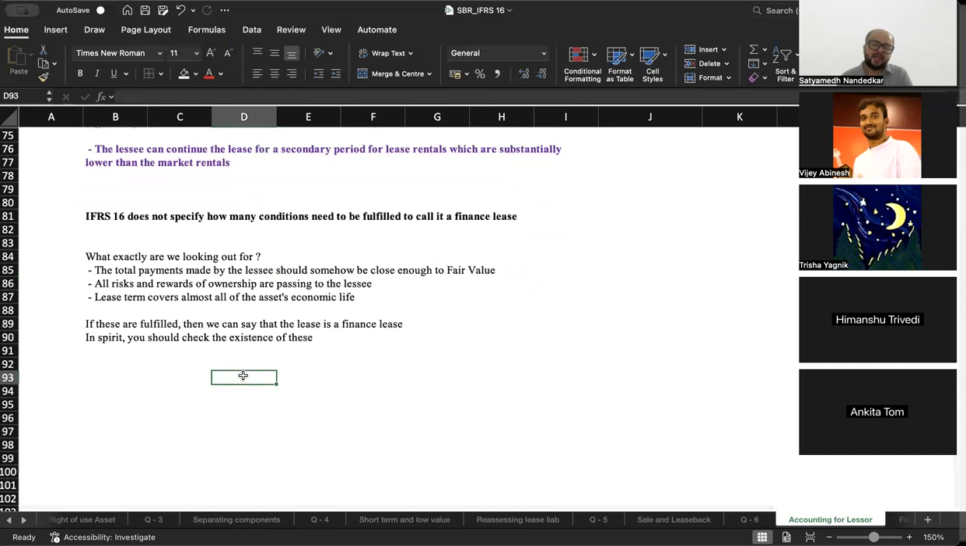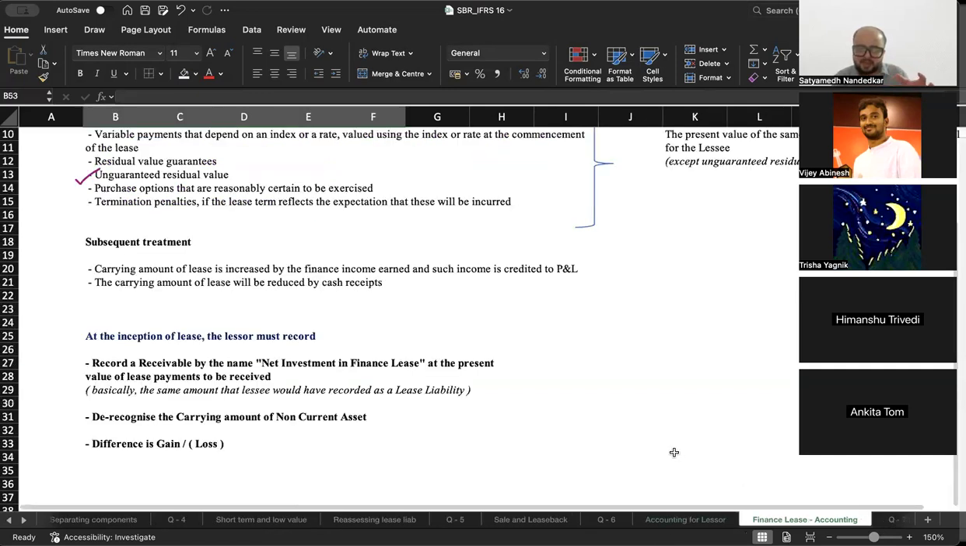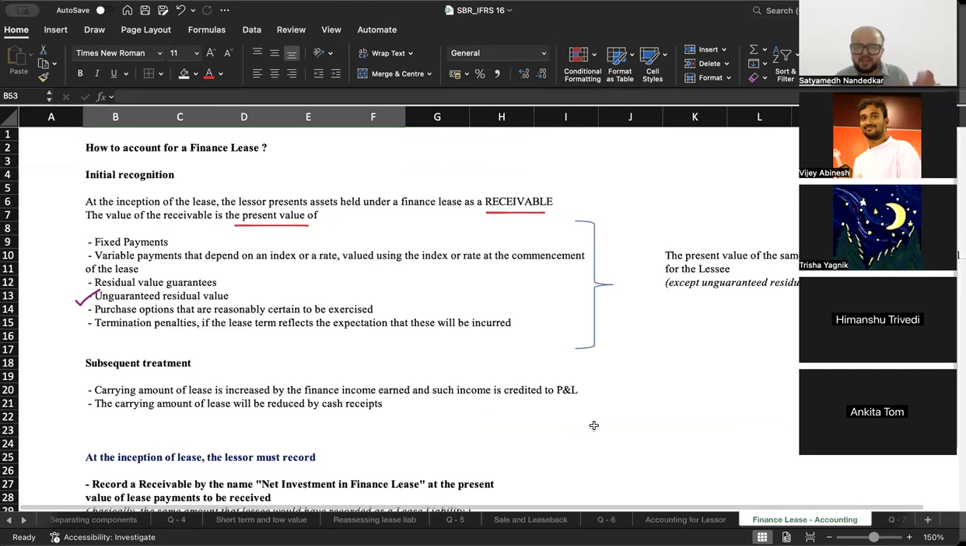Okay. Now, the sad part, like in a lot of other standards, is that IFRS 16 does not specify how many conditions need to be fulfilled to call it a finance lease. Basically, what we are trying to see is the lessee getting the asset at the end of the lease term? Or is the total value of payments close enough to the fair value? Or does the lease term cover almost all of the asset's economic life? So if somewhere this is getting fulfilled, then you can safely assume that you're primarily checking whether the lessee is utilizing all the benefits from the lease over the lease term useful life. Then you can say that it is a finance lease.